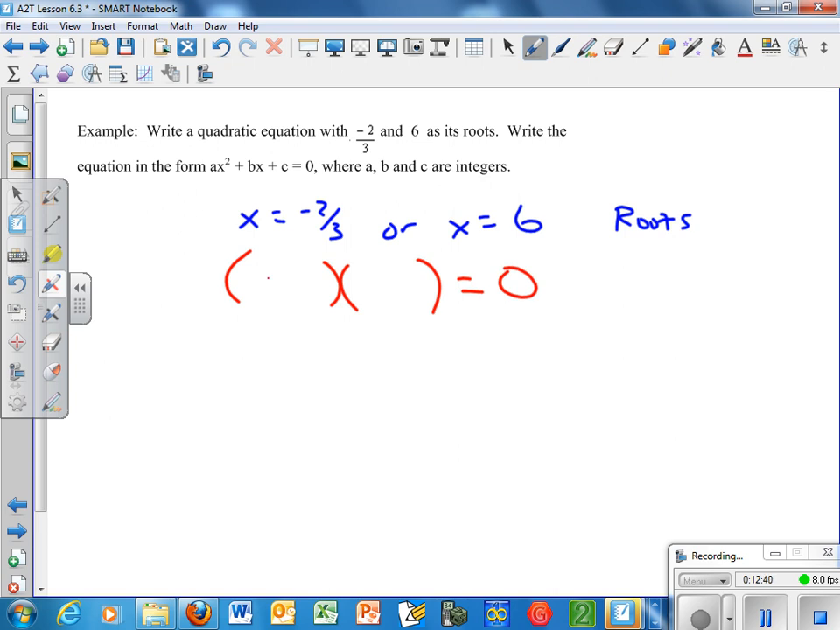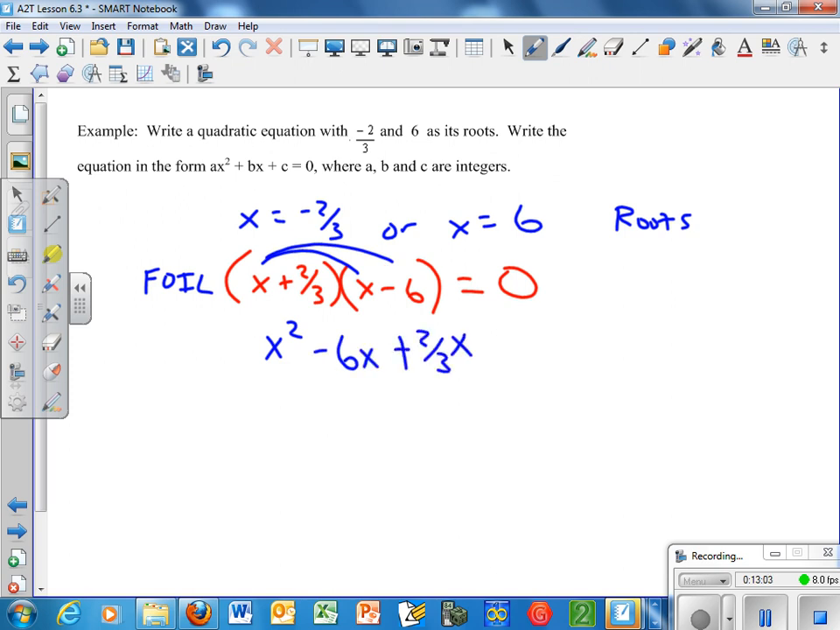Okay, really I want x plus 2/3. Okay, we're going to deal with it as a fraction in there. And then on the other one, to get 6 for a root would be x minus 6. Okay, so if I FOIL those together, I get x squared for my first terms minus 6x plus 2/3 x, okay, and then minus 6 times 2/3. So 6 times 2/3, it's like 6 over 1, so it's 12 over 3, or we reduce that, I get 4. So it's minus 4 equals 0.